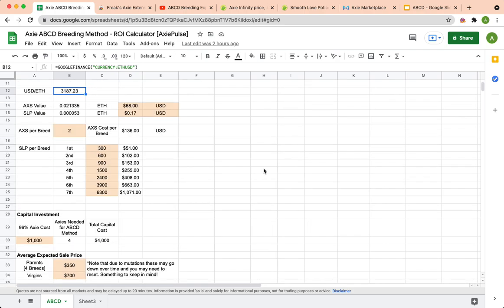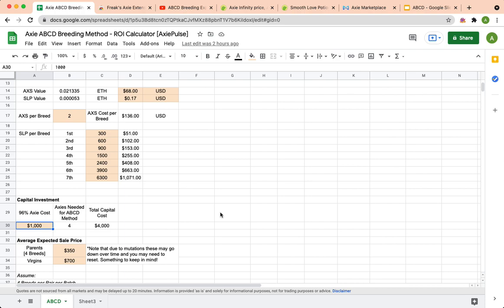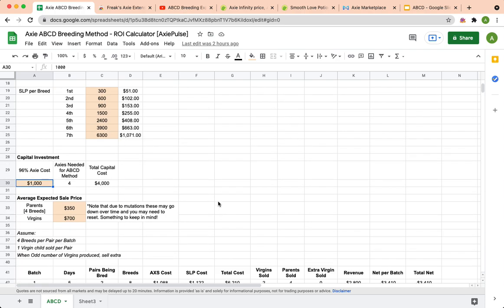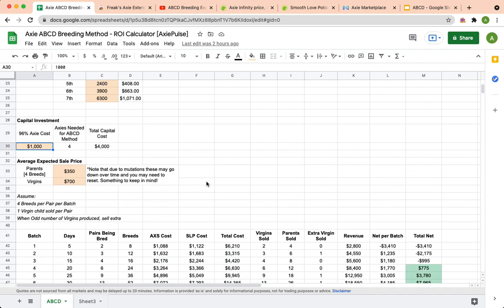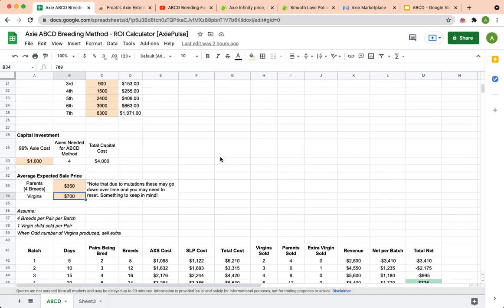So in my case here, I just said 96% Axie, maybe about $1,000 each. The prices have been changing a lot recently, so definitely figure out what your actual prices are going to be as you purchase. And then basically assuming you do the 4 breeds, figure out how much you might be able to sell the parents for, how much you may be able to sell the virgins for, and the children, and that basically covers all your inputs.